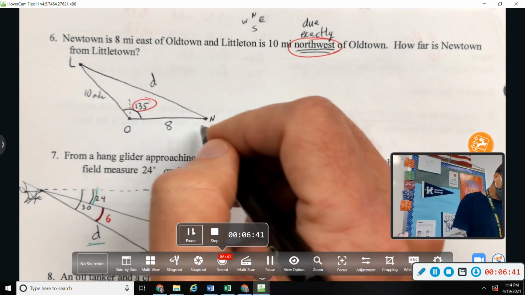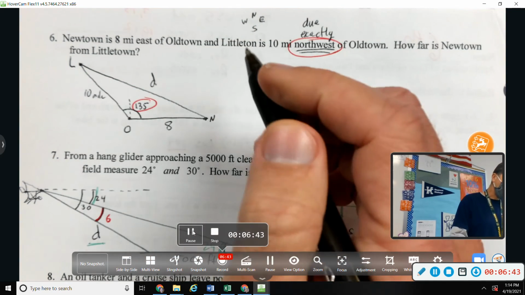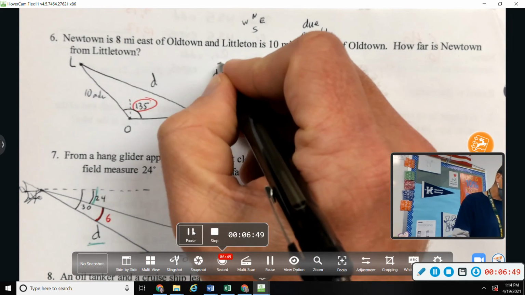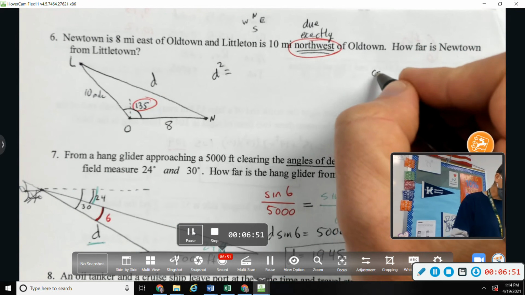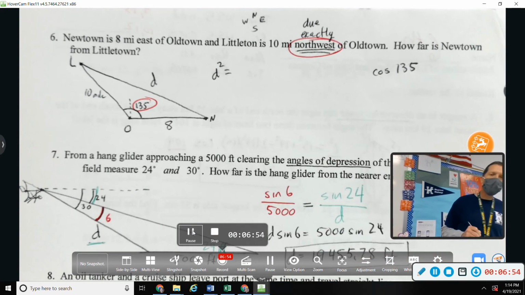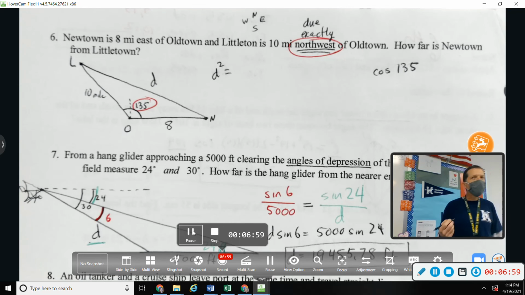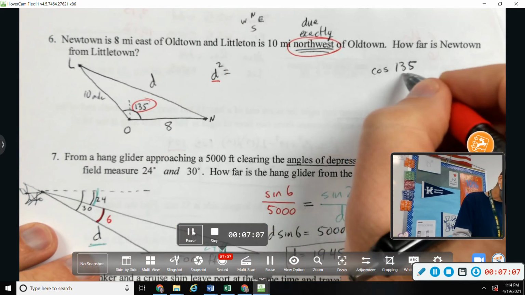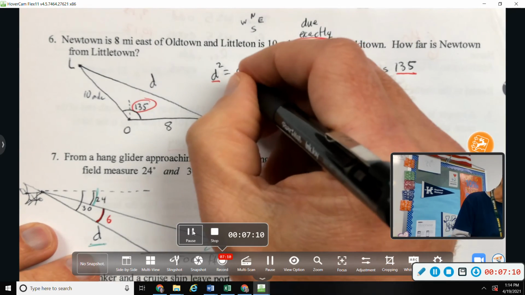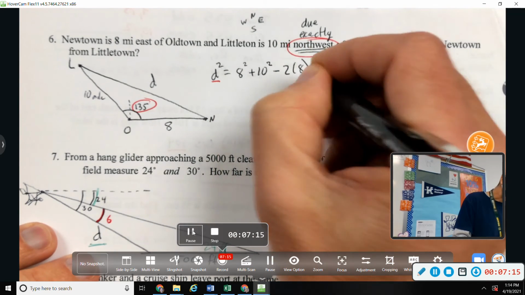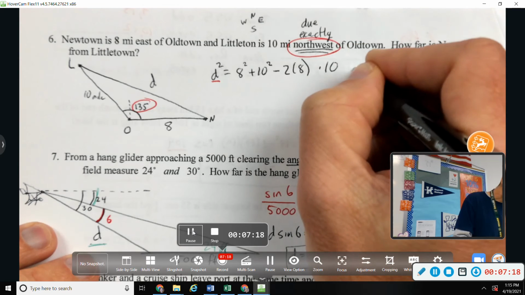Alright, I don't have law of sines because I don't have things across from each other. I have side angle side, which means law of cosines, so I'll use d squared and cosine of 135. Fill in all the stuff in the middle. Hopefully you've done law of cosines enough where you don't have to flip to your notes and try to figure out who's A and who's B and who's C. As long as you get the angle and side across from each other, and then just fill in the rest. 8 squared plus 10 squared minus 2 times 8 times 10.